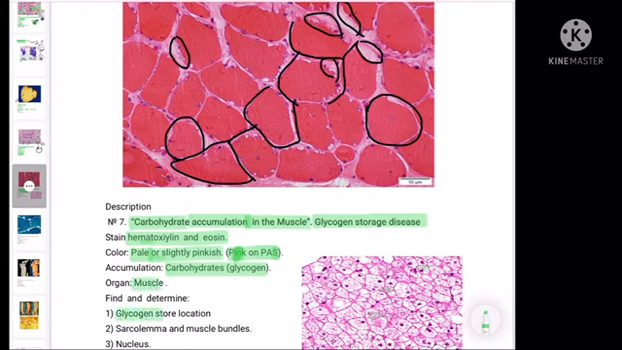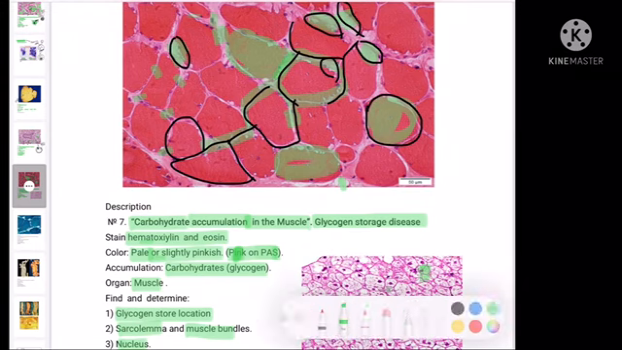Now they're asking location. I said these are the subsarcolemmal depositions. Sarcolemma, this fibrotic band, covers the skeletal muscle. Muscle bundle, these are the muscle bundle. And nucleus, the bluish things, they're all the nucleus. In this image also, they're showing that these are the glycogen accumulation.